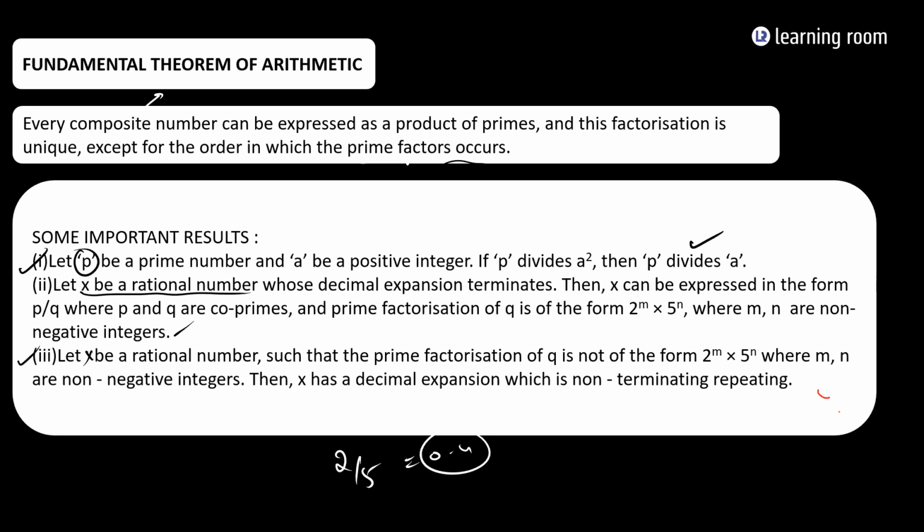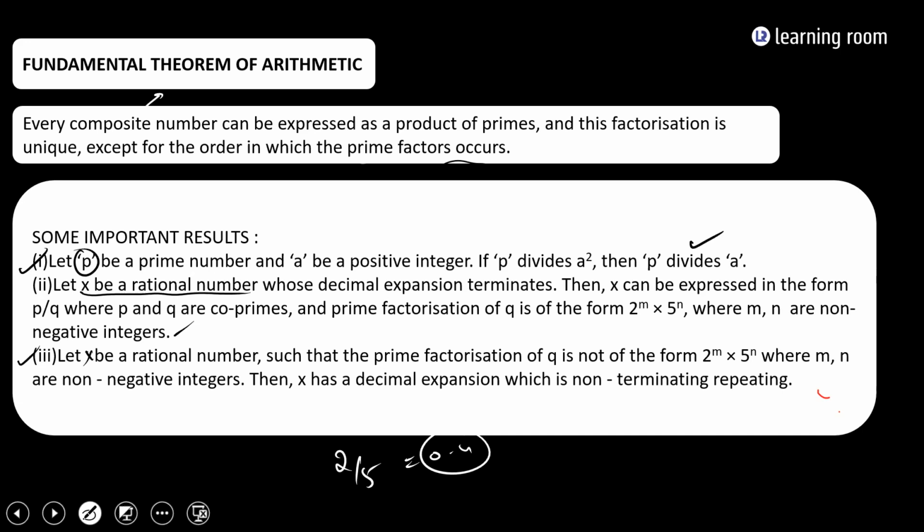Some important results. Let's see the first point. p should be a prime number and a should be a positive integer, not any integer, right? So please make a note. If p is any prime number and a is any positive integer, and the prime number divides a square, then the prime number will divide a also. Correct?